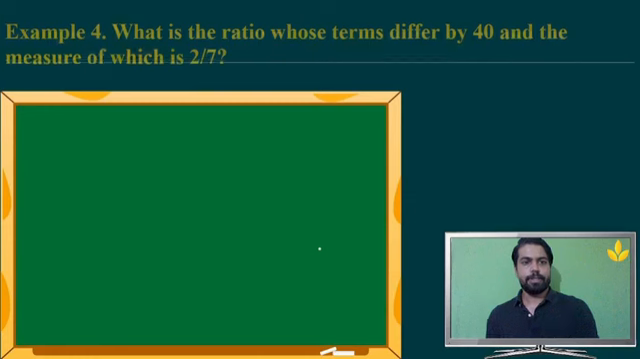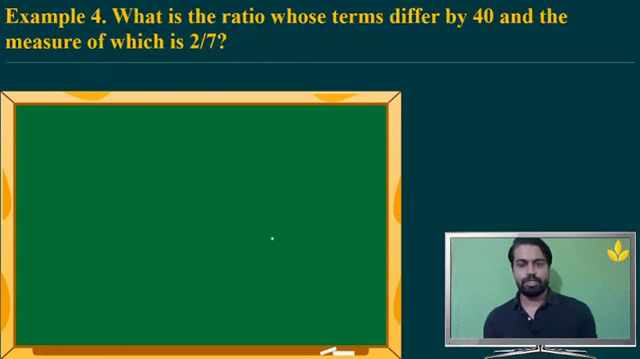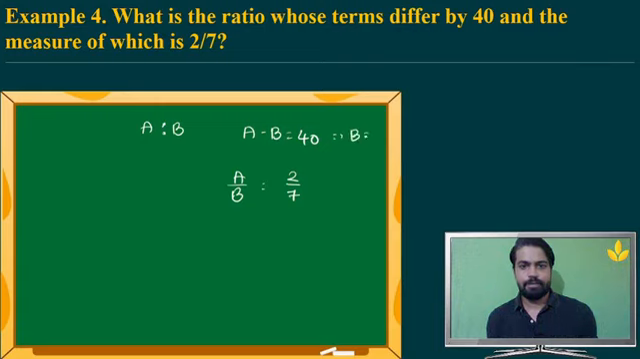Let's look at the next question. What is the ratio whose terms differ by 40 and the measure of which is 2 by 7? So let us assume the two values of the ratio we have to find are A and B, A is to B. They said their difference is 40 and their ratio is given by 2 by 7. So I can replace b by a plus 40 in the equation. So what I get here is a by a plus 40 is equal to 2 by 7.